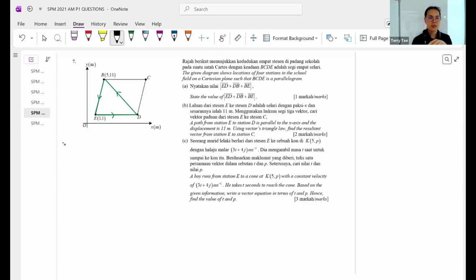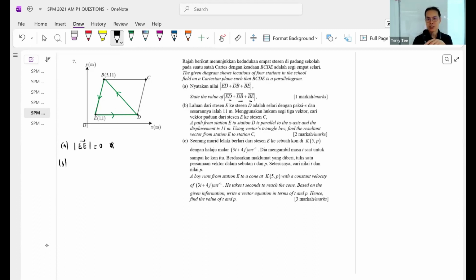So the question says state. State means just write the answer. What's the answer? 0. The resultant vector is 0. If you want, you don't even have to look at the diagram, because E to D, D to B, B to E is just E to E. If you go from E, you end up at the same point where you started. So the magnitude is just 0. Okay, next.